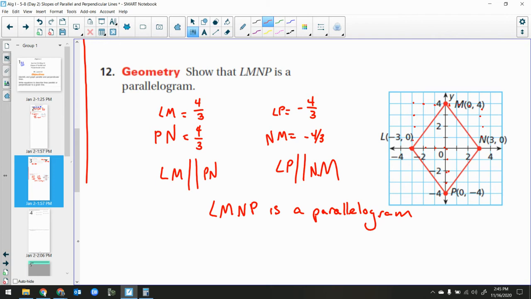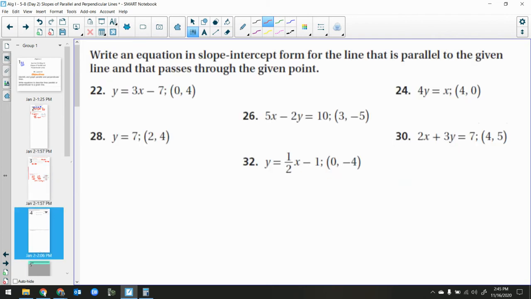Okay. All right, let's continue on here. Write an equation in slope-intercept form for the line that is parallel to the given line and passes through the given point. Okay, so I want the line to have a slope of 3. So it's y is equal to 3x. And look here, they gave us our y-intercept. Spoiler alert, they did it down here too. Plus 4. Number 24. The slope here, if I divide over the 4, y is equal to 1/4 x.